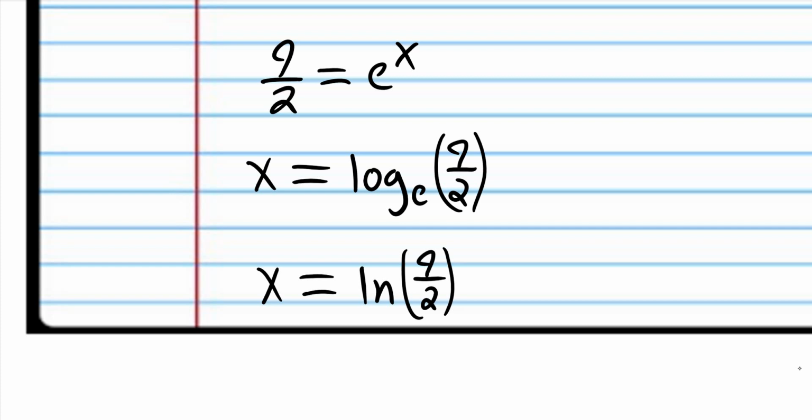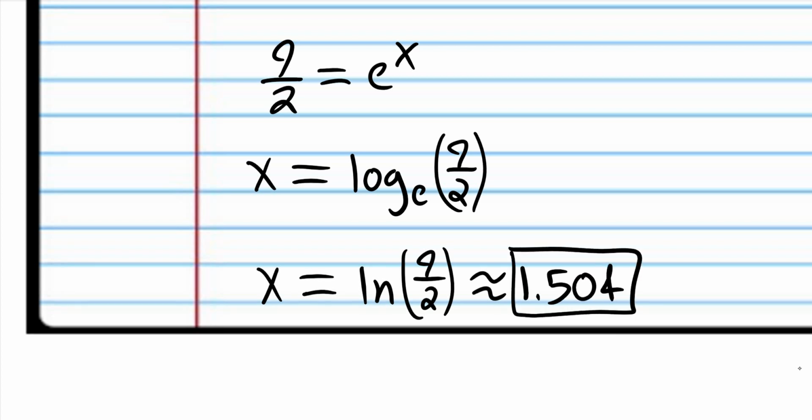So again, if you're using a TI or any kind of graphing calculator, you're probably going to push the ln button first. But in your iPhone, you're going to enter 9 divided by 2 and then equals. Then you're going to push the ln button. And we're going to get 1.504. So that is the final answer.